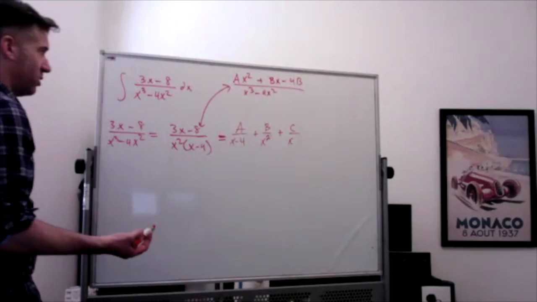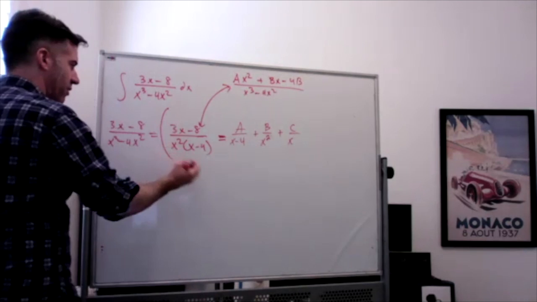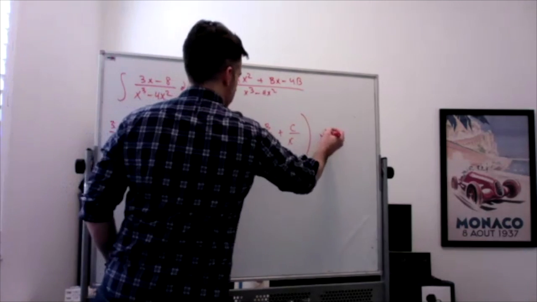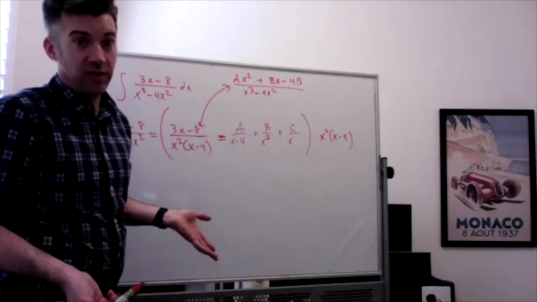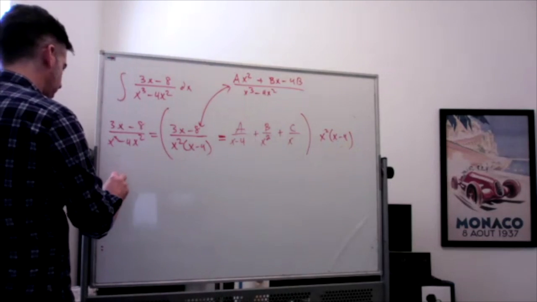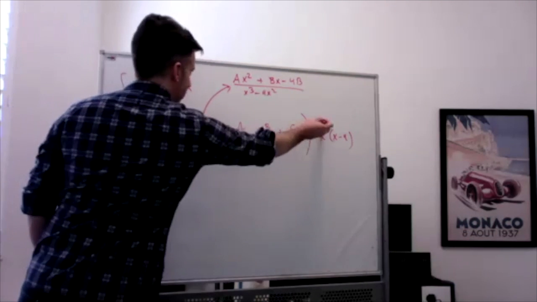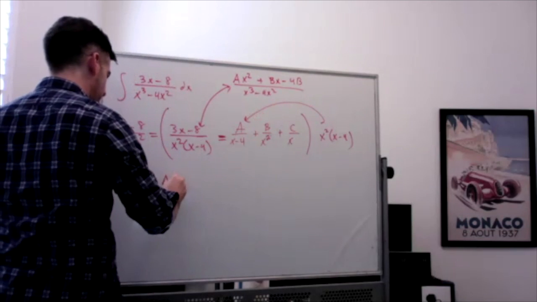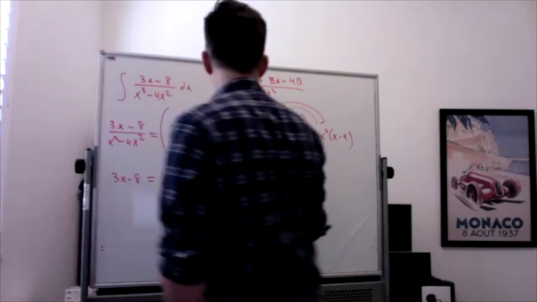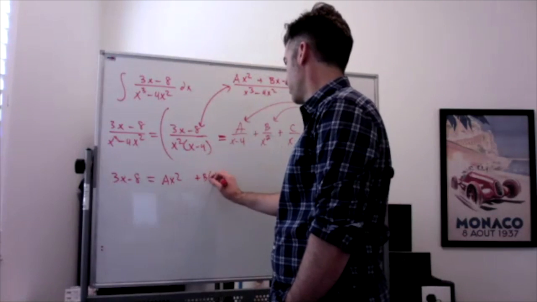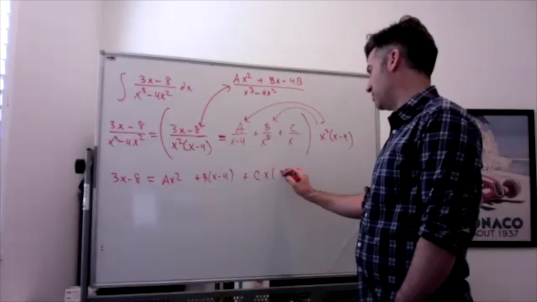Okay, so let's do the partial fractions part. I'm going to multiply this by a common denominator, so multiplying everything by x squared times x minus 4. The whole point of this is to cancel out the entire denominator, right? On the left, you're going to get 3x minus 8. On the right, you're going to get a times x squared, because the x minus 4 is canceled. You're going to get b times x minus 4. And you're going to get c times x minus 4.